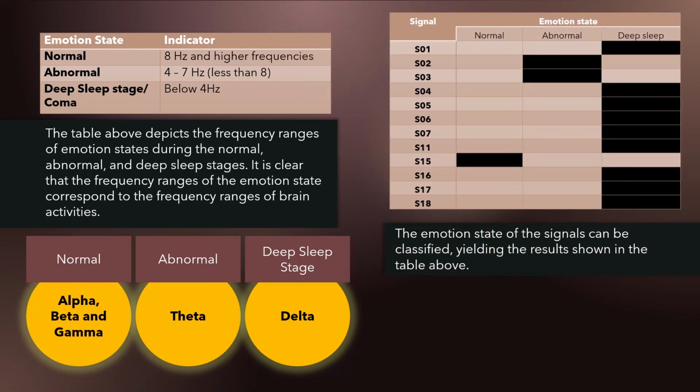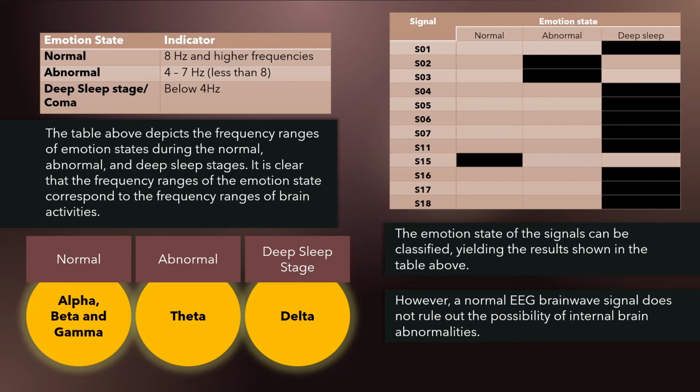The emotion state of the signals can be classified, yielding the results shown in the table above. As we can see, signal 1 and 5 are in the normal frequency range state. Signals 2 and 3 are in the abnormal frequency range state, and the other signals are in the deep sleep frequency range state.